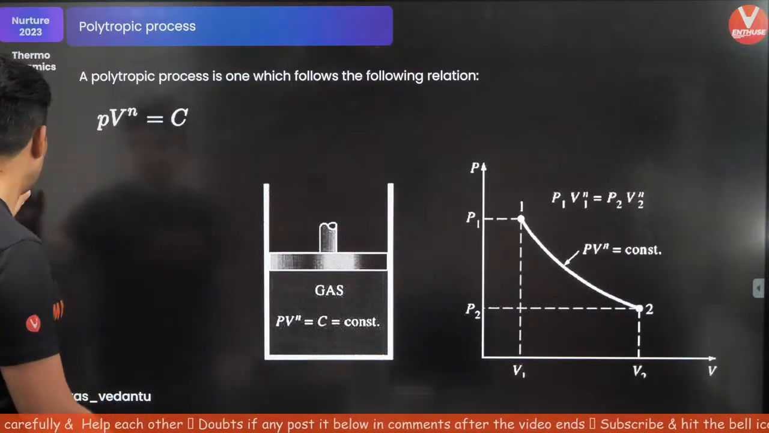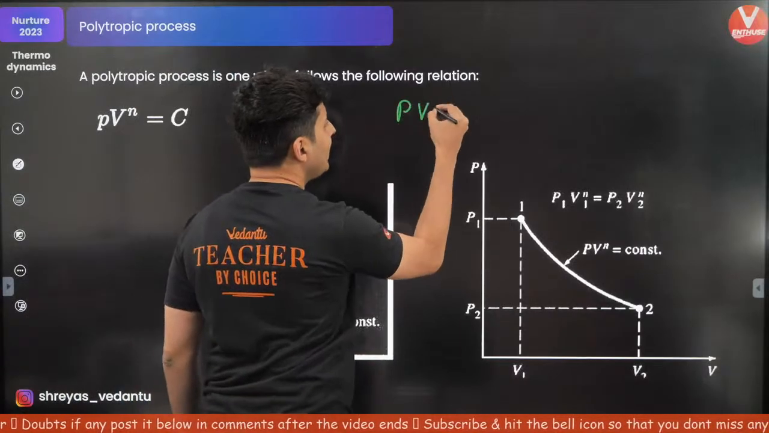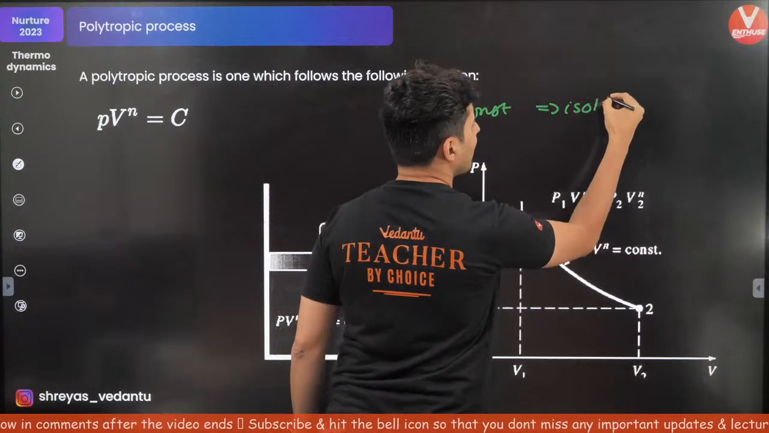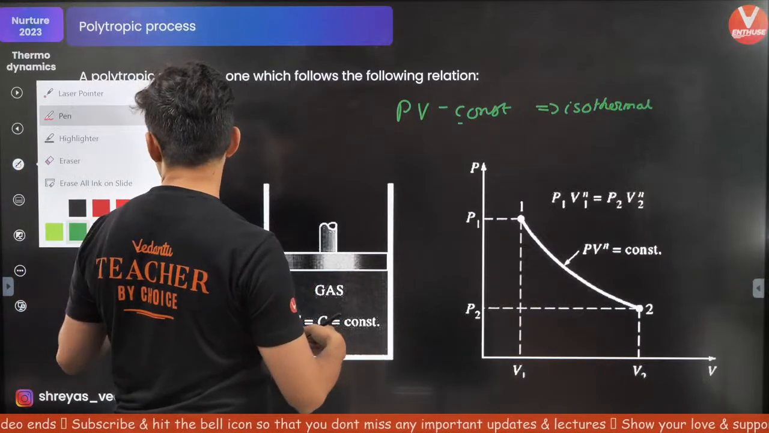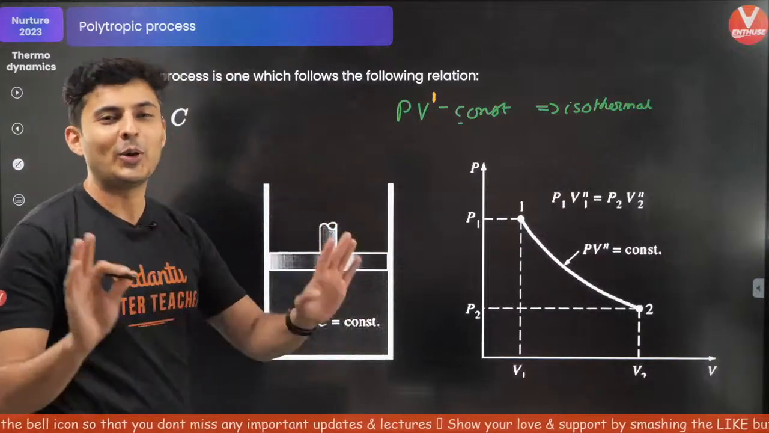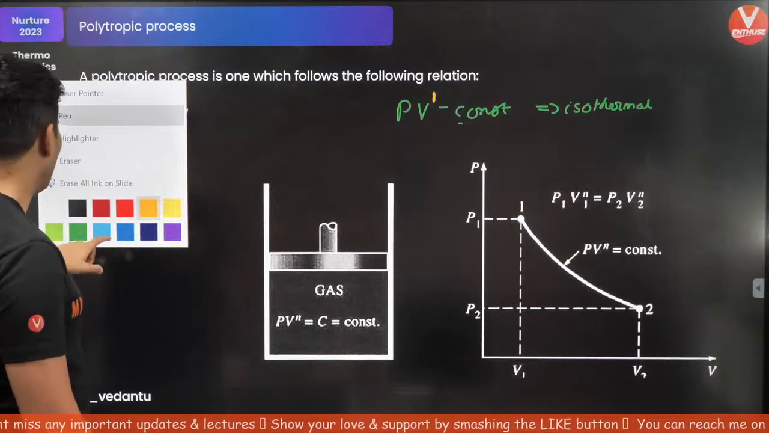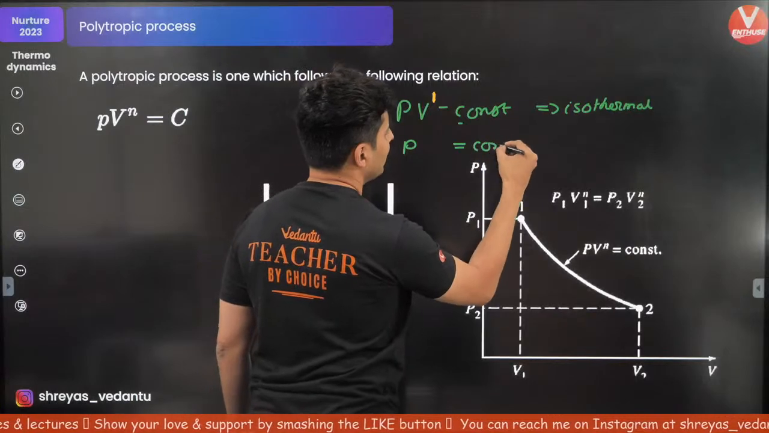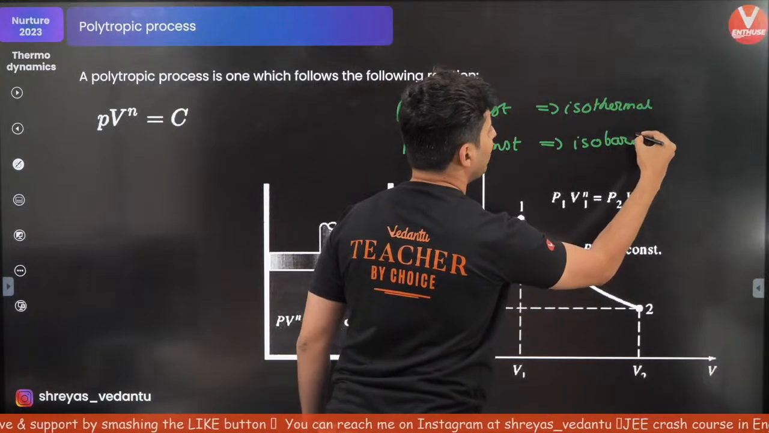It's not a new board, it's just that I have shifted to black. For example, PV is constant. Pressure into volume is constant. Isn't this isothermal? Now, I don't know whether you saw that, but over here, the power of volume is 1. This is also a polytropic process. Similarly, I can also say, let's say pressure is constant. This is nothing but an isobaric process.